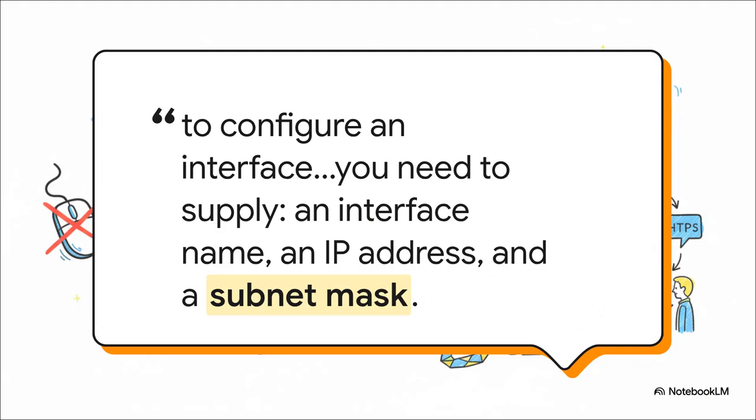Let's make this real for a second. Think about configuring a network interface. You can't just throw random data at it, right? You know you need some very specific things. You need an interface name, you need an IP address, and you need a subnet mask. Right there, that list of things you need, that's basically a data model. It's the set of rules for that specific task.